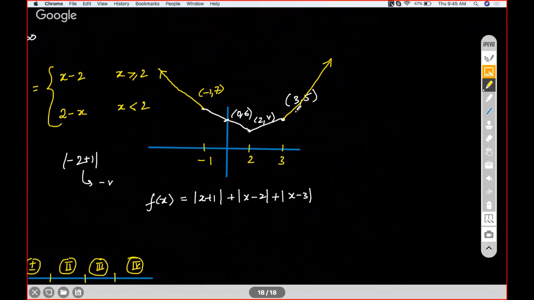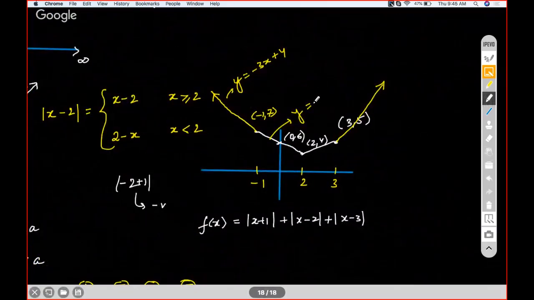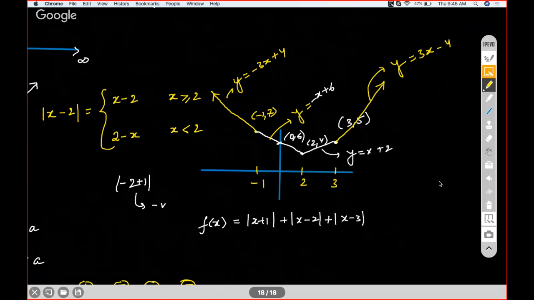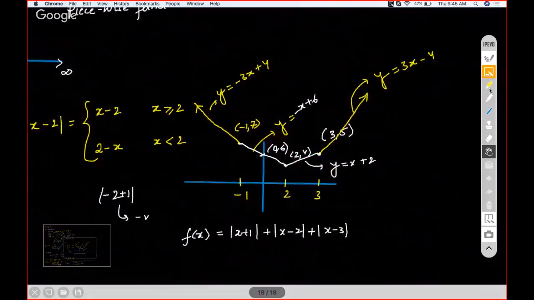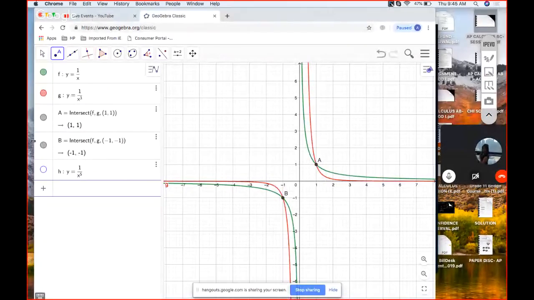So we have got 4 different lines: 1, 2, 3, 4. This line is y equals minus 3x plus 4. This is y equals minus x plus 6. This line is y equals x plus 2, and that is y equals 3x minus 4. So let me show you on GeoGebra as well.